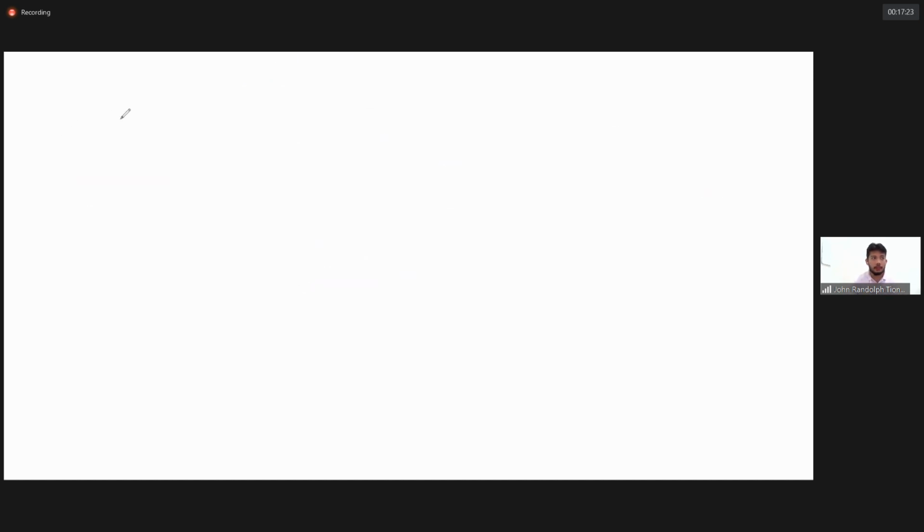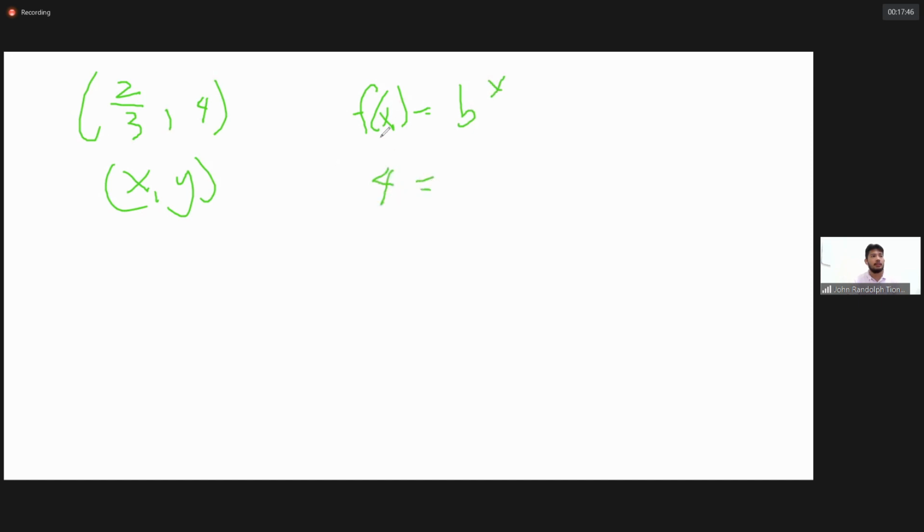Let me clear my drawings here. For the second one, let's give an example that was not in the book: 2/3 and 4, as x and y. f of x equals b to the power of x. So 4 equals, the f of x is your 4, which is your y, b to the power of 2/3.